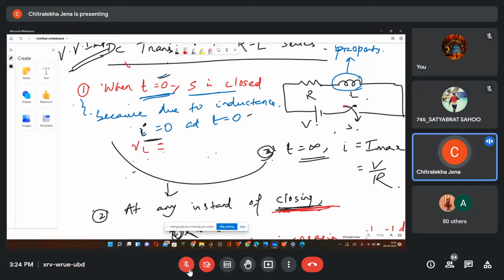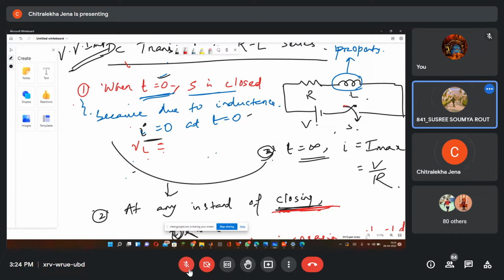Simply go to your KVL equation. Your KVL equation is valid when you have closed the switch. So what will be the value of VL? V minus VR. Who answered? Girl student. Would you tell me your name? Sushri Samit. Very good. I am very happy with your answer. He told the simple KVL equation.